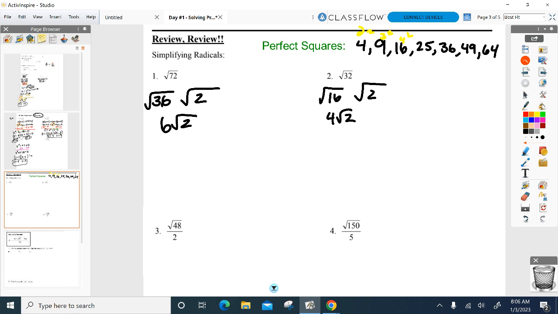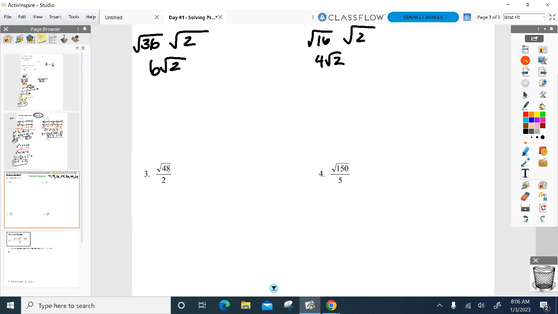Everyone all right breaking it down? All right, last thing here. Showing you 3 and 4. You cannot divide those. This isn't 48. This is the square root of 48, which is a totally different number. You cannot divide them. You break it down, then divide it.